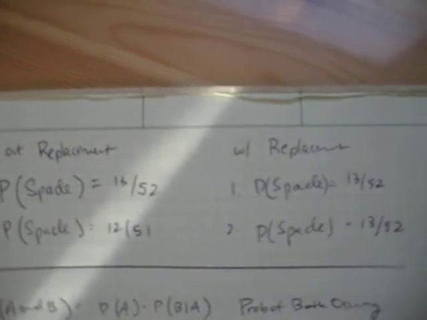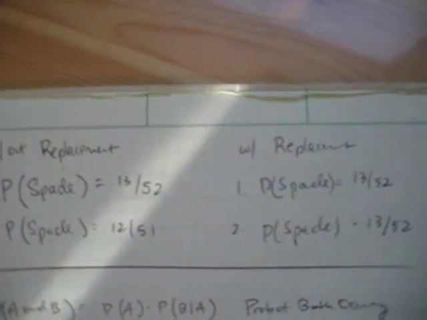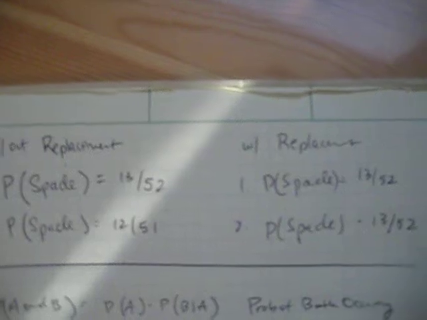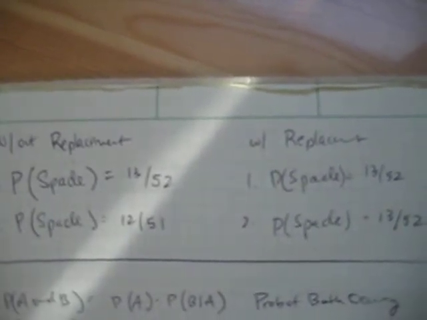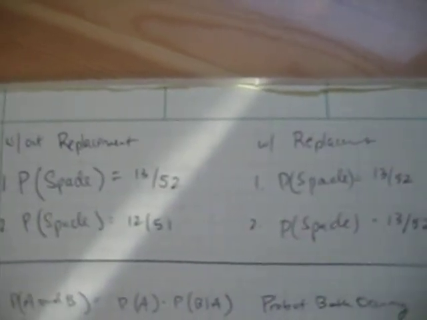So the probability of drawing a spade out of a deck is 13 out of 52. If you take the spade out and then put it back in, your probability of drawing another spade is going to be 13 out of 52 again. However, if you don't put the card back in, it's going to be 12 out of 51. This is kind of logical, and it just shows the difference between with and without replacement.